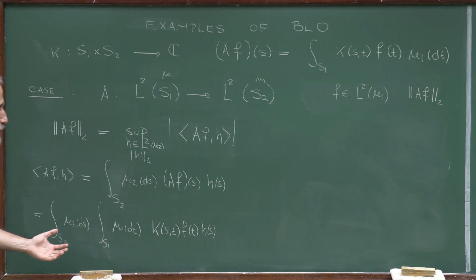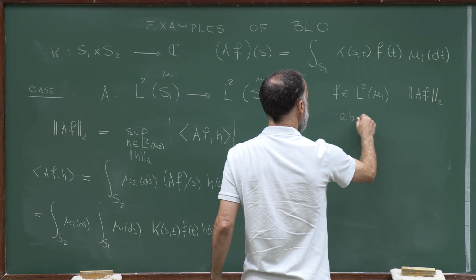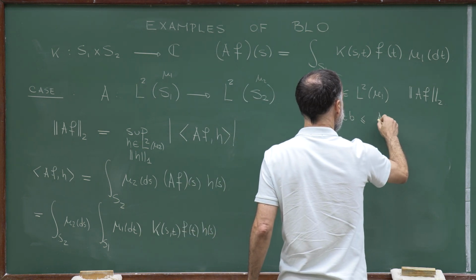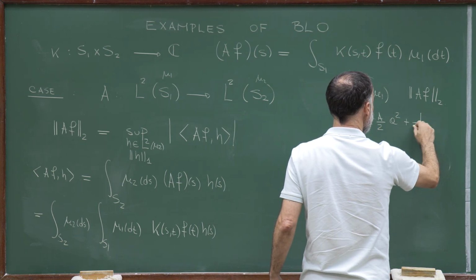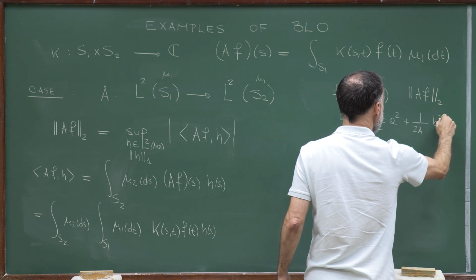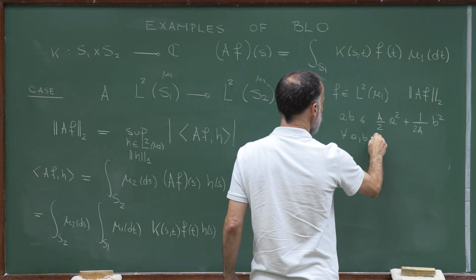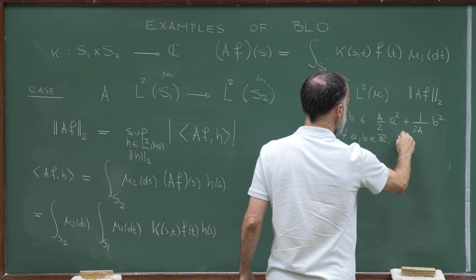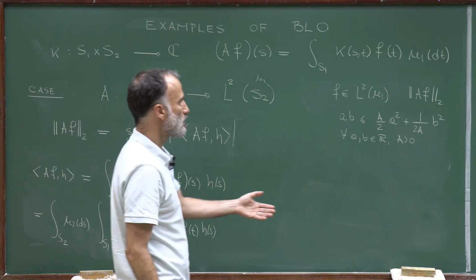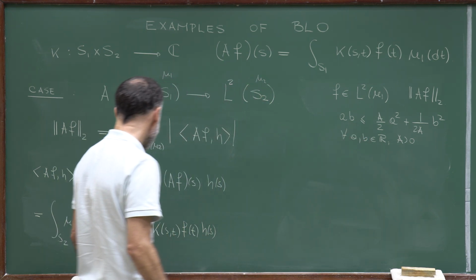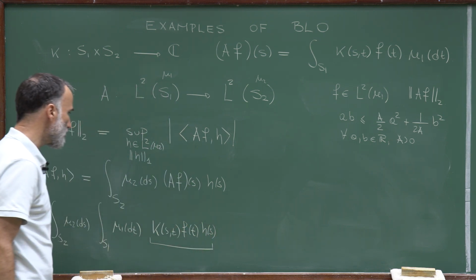Now I will use Young's inequality, which tells me that ab is bounded by a divided by 2 times a squared plus 1 divided by 2a times b squared. This holds for all a, b real numbers and a positive number. Well, this is obvious, so let me use this inequality to estimate this quantity.